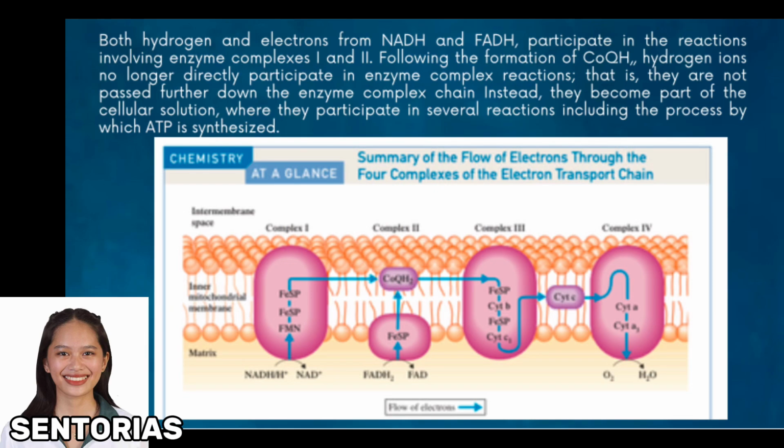Complex 3. Electrons are passed through cytochromes to cytochrome C and protons are pumped across the membrane. Cytochrome C, a mobile protein, transfers electrons from complex 3 to complex 4. Complex 4. Electrons reduce oxygen to water and more protons are pumped, enhancing the gradient. And the last is ATP synthesis. The proton gradient drives protons back into the matrix via ATP synthase to produce ATP.